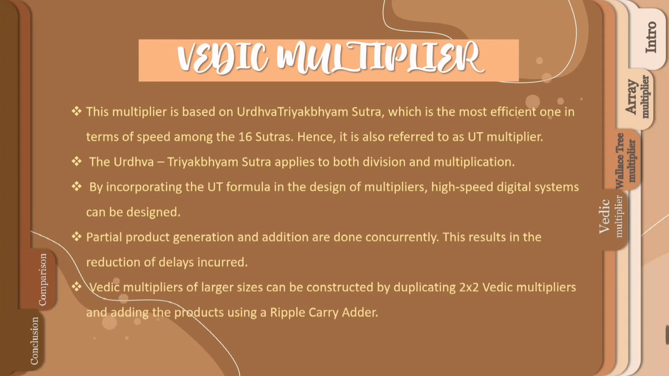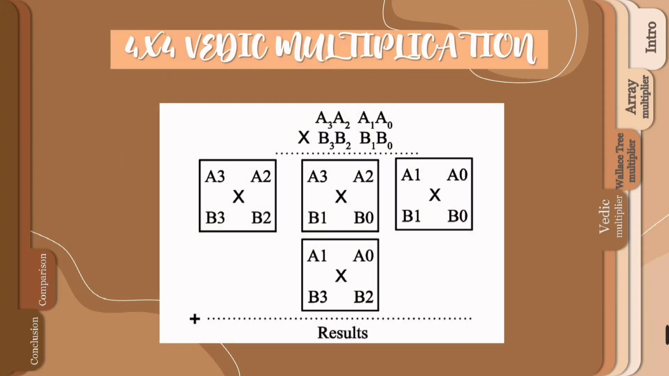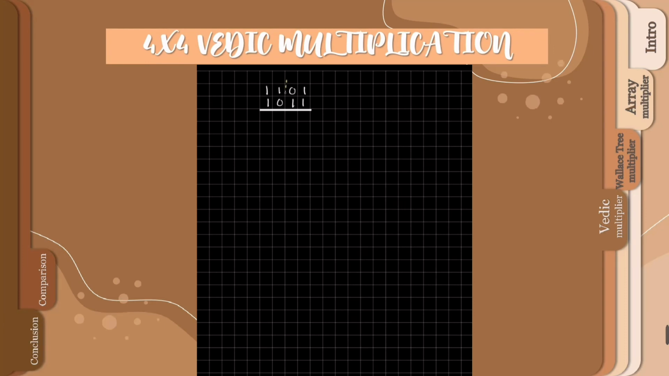Vedic multipliers of larger size can be constructed by duplicating 2 times 2 Vedic multipliers and adding the products using a ripple carry adder. This is the step for multiplying a 4 times 4 Vedic multiplier. Using the same example, firstly we divide both numbers into 2 parts. Then, starting from the LSB of the multiplier, we multiply 0, 1 in the right group with 1, 1. Next, we multiply 1, 1 from the other group with 1, 1 of the multiplier.